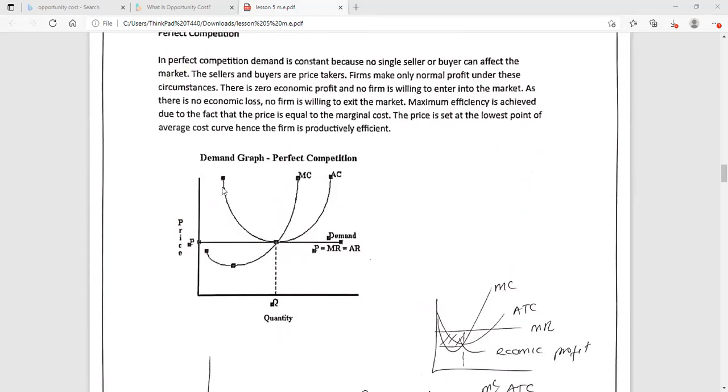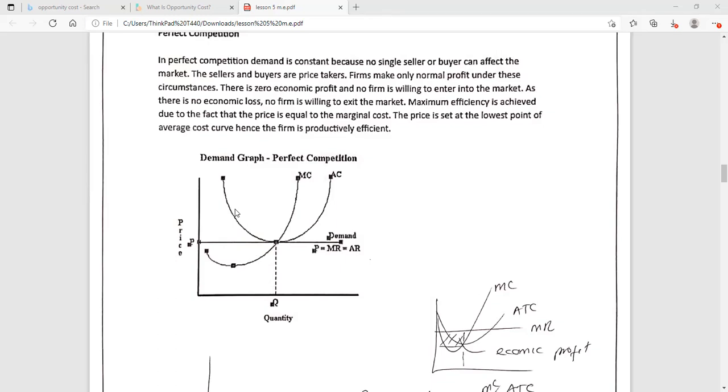So this total cost or average total cost curve is what determines it. If it goes slightly down, we're going to have the normal profit. If it sits right here, it's making economic profits. If it goes high above, it makes what are called economic losses.